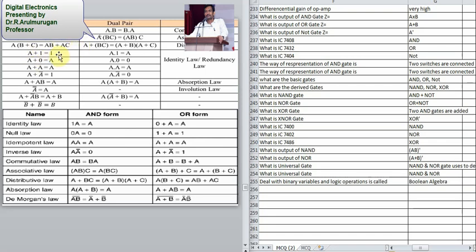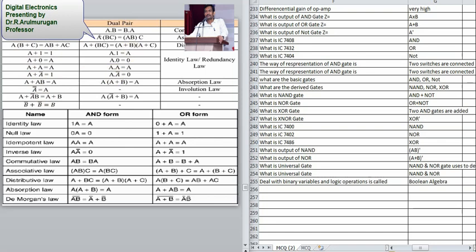A plus 1, what is the answer? 1. A plus 1 means 1. A plus 0 means a. A plus a means a. A plus a bar means 1. A plus ab is equal to a. A bar bar is equal to a. These are the statements you want to know.